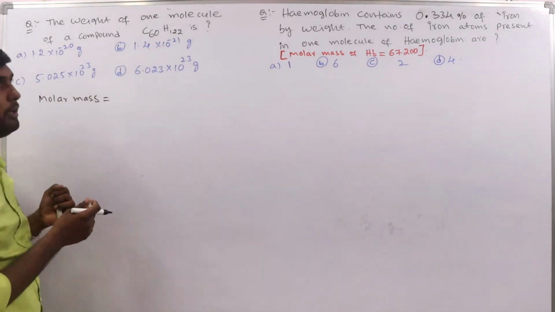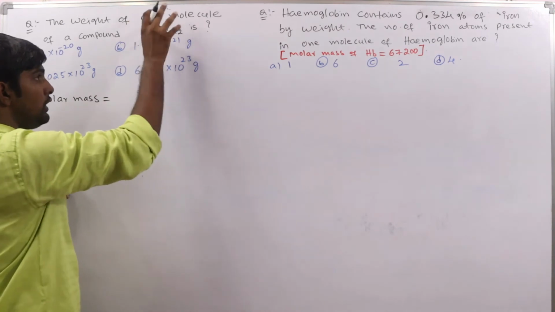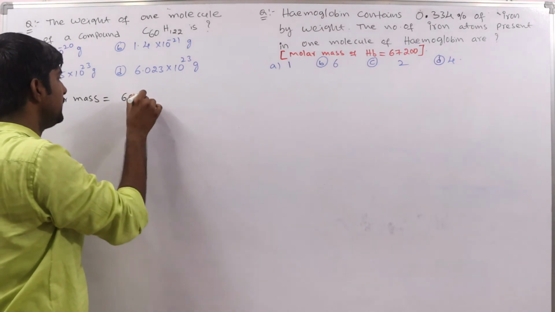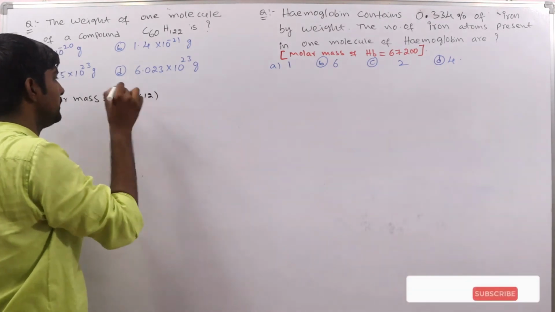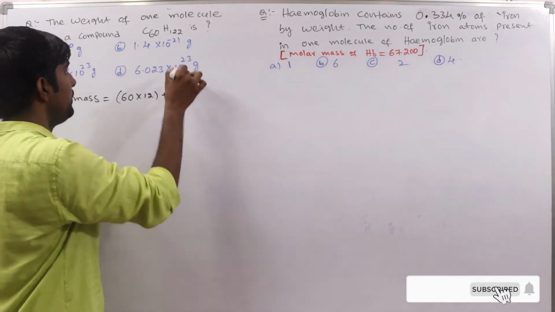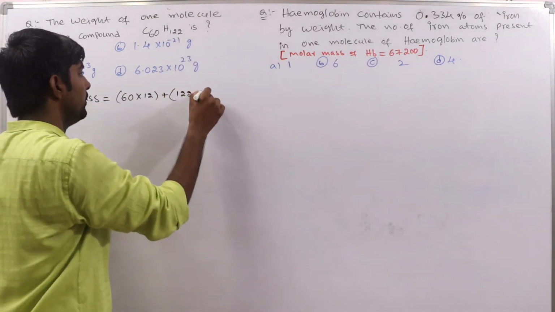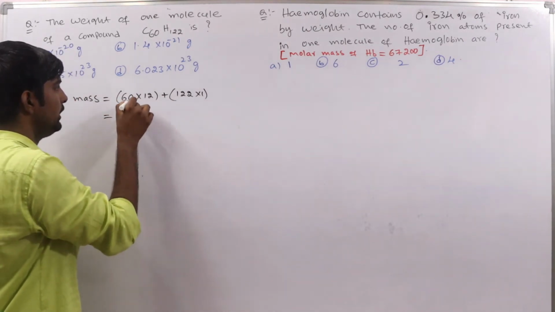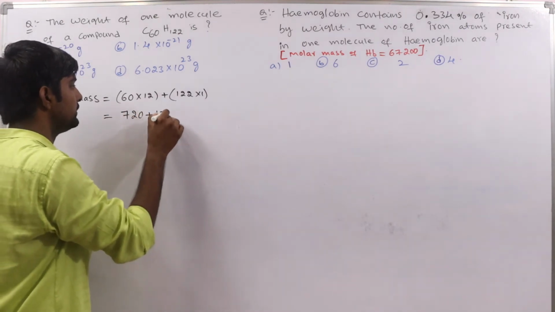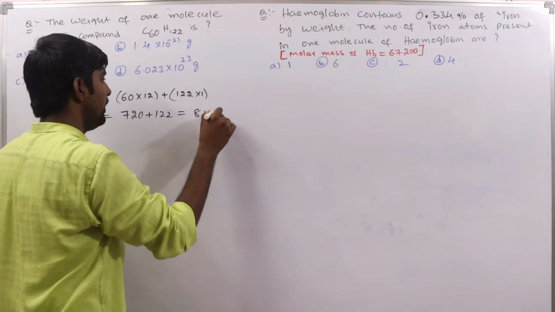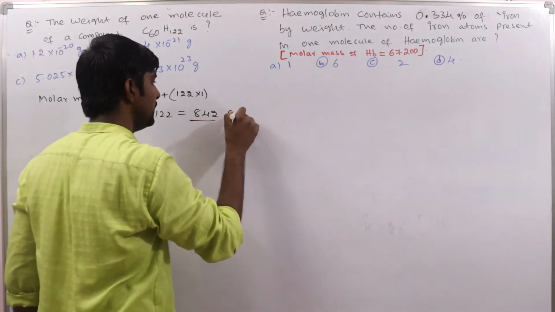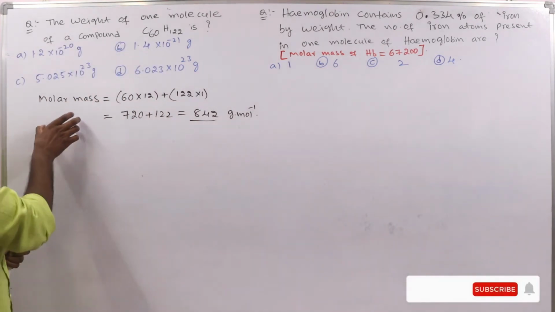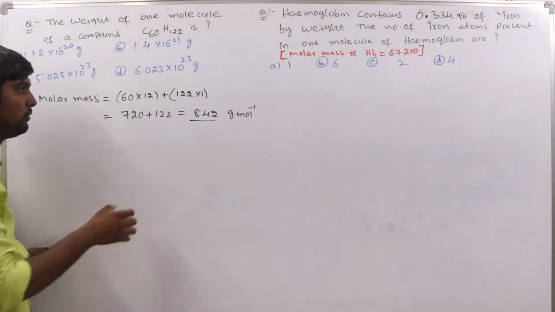How do we calculate the molar mass? It is the total weight of the constituent atoms. Here, how many carbons are there? 60 carbons. Atomic weight of carbon is 12. Plus how many hydrogen atoms? 122. Atomic weight of hydrogen is 1. So 60 into 12 is 720, plus 122, that is 842 grams per mole. Clear?